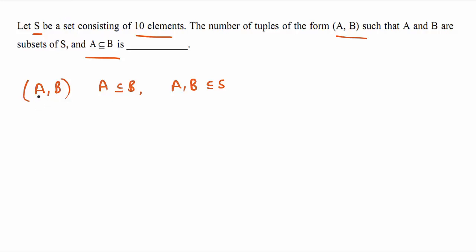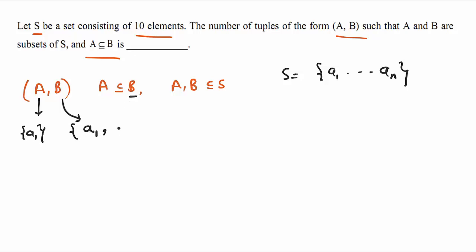Let me take an example to explain this question. Suppose A has only one element, let's say A1, where S has, let's say, n elements A1 to An. If A has only one element, then what are the possibilities for B? B must have that A1, because B is a superset, right? Apart from that, B may or may not have other elements.